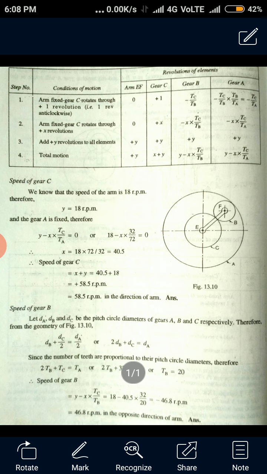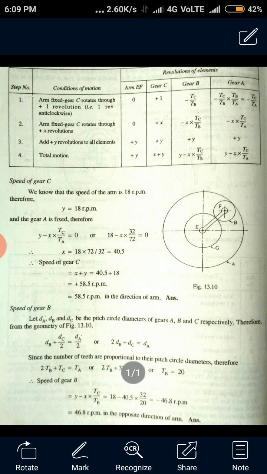Gear C is +1 and C is meshing with B. So what equation do you write using the speed ratio? NC by NB, the speed of the driver to the speed of the follower, equal to TB by TC. Since NC equal to 1, we can write NB equal to TC by TB. You can see in the table TC by TB with a negative sign. Why is it negative? The negative sign is because gear B is going to rotate clockwise. If C rotates anti-clockwise, B rotates clockwise.